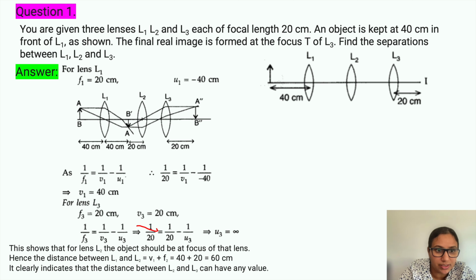So the distance between L1 and L2 will be what? v1 plus f2. So 40 plus 20 will give 60 centimeter. But we have seen that the image by L1 is formed at 40 centimeter right of L1, which is 20 centimeter left of L2. So that means the distance between L2 and L3 can have any value.